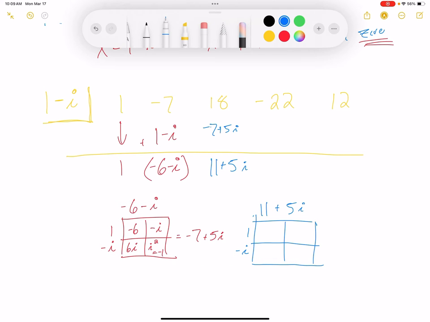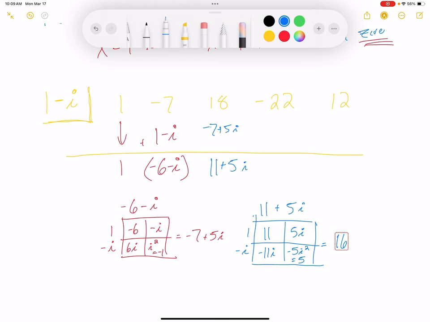All right, 11 times 1 is 11. 1 times 5i is 5i. Negative i times 11 is -11i. And then negative i times 5i would be -5i squared. Remember, i squared is -1, so this gives me 5. This means I'm saying 5 plus 11, which is going to give me 16.